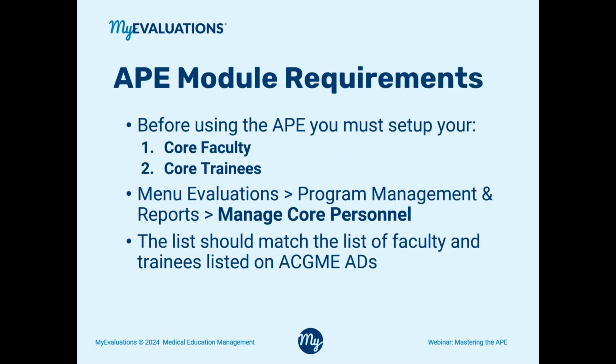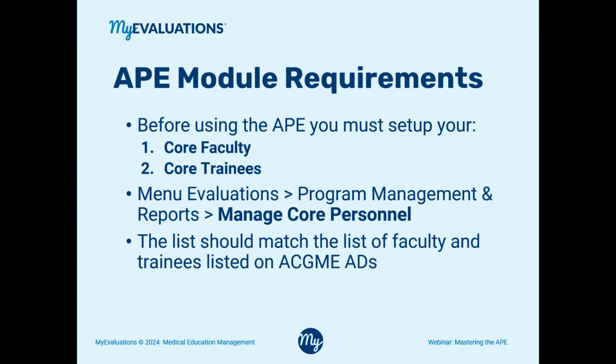So getting right into the APE module, it's important to understand that an annual program evaluation is focused on core faculty and core trainees. In other words, you might have a very large subset of trainees in your program that are not your core trainees. They could be rotators, they could be residents from other departments that are interacting with you. They could be rotators from external institutions that are coming to you. Those trainees are not included as part of your APE process.